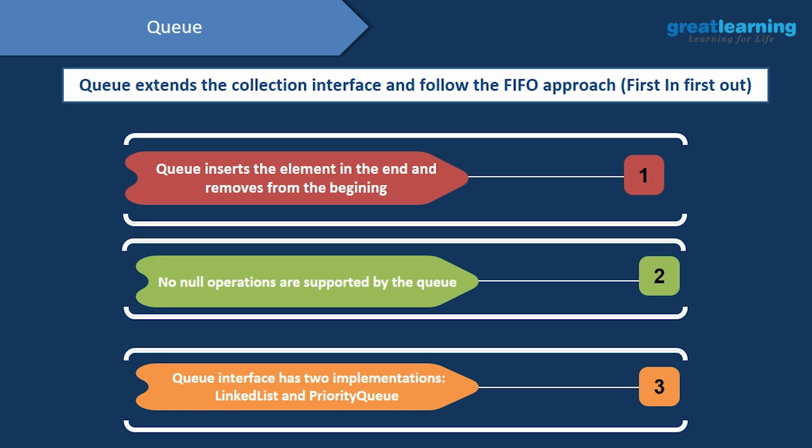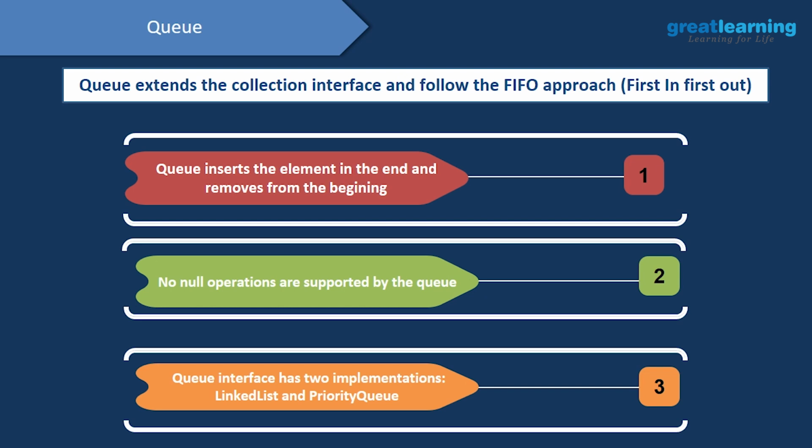Suppose you want to buy something from a store, but that store has a queue, right? When you come to the store, you need to stand in the queue, right? So when you are added to the queue, you stand at the last of the queue. Basically, when you are added in the queue, you are added at the end.